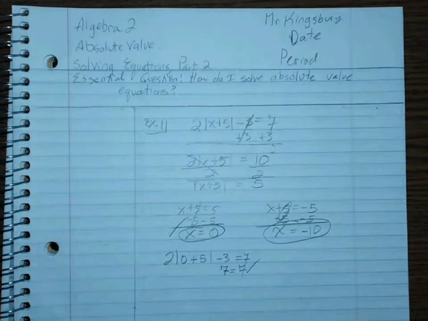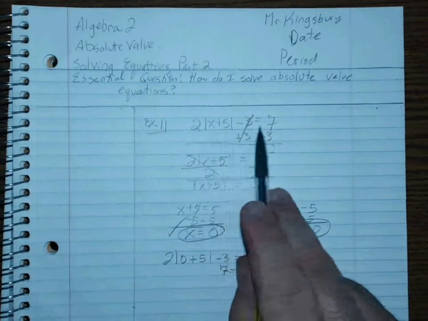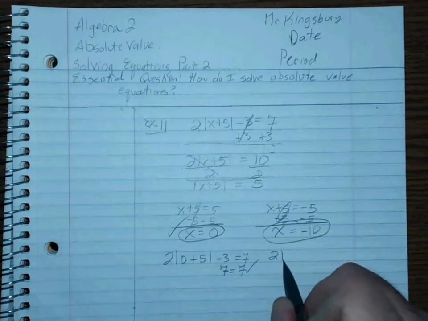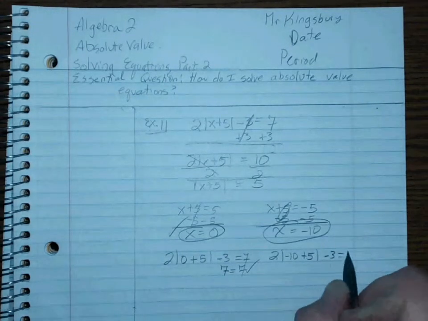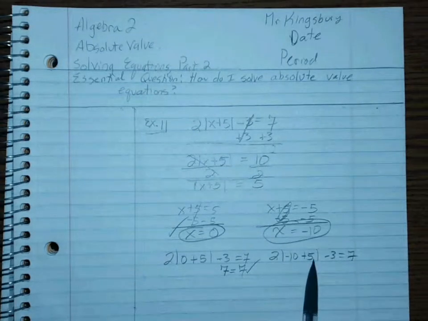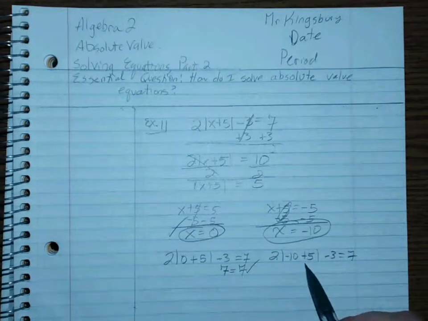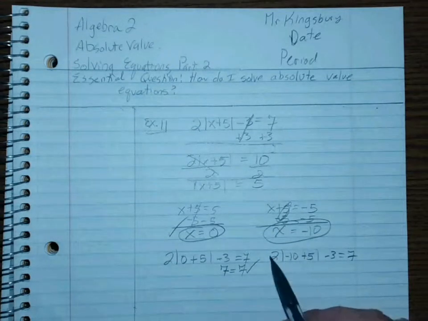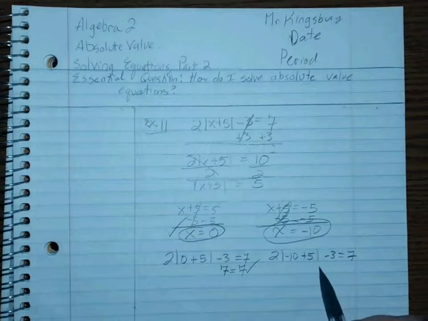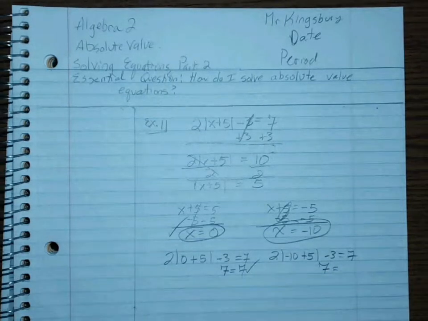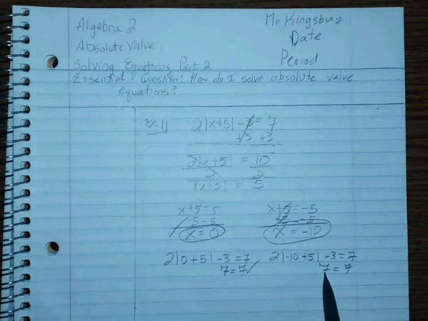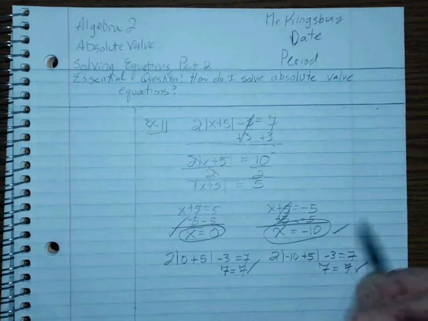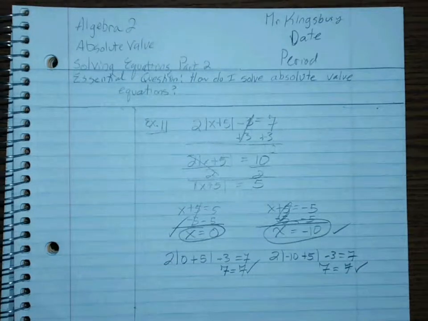And the question is, does that work? So we'll plug it back into the original equation. 2 times the absolute value of negative 10 plus 5 minus 3 should equal 7. Negative 10 plus 5 is negative 5. The absolute value of negative 5 is positive 5. Positive 5 times 2 is 10. 10 minus 3 is 7. You can also just type it into a calculator if you want. On the right side, we have just 7. So I ask, is 7 equal to 7? It is. So both of those work. Outstanding.